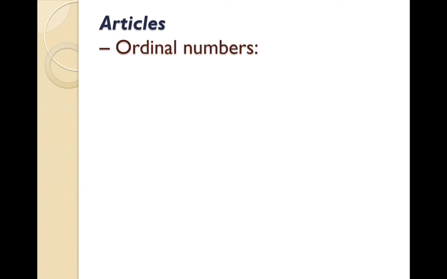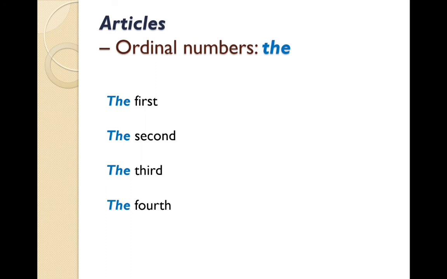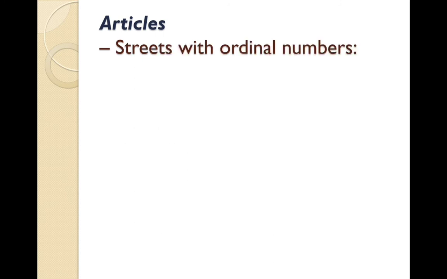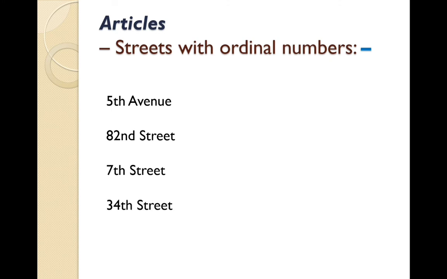Ordinal numbers. We use the first, the second, the third, the fourth, the fifth, and it goes on, the sixth, the seventh, the eighth, etc. But streets with ordinal numbers, this is typical in the USA, then we use the zero article or no article. Fifth Avenue, you wouldn't say the Fifth Avenue. 82nd Street, 7th Street, 34th Street.